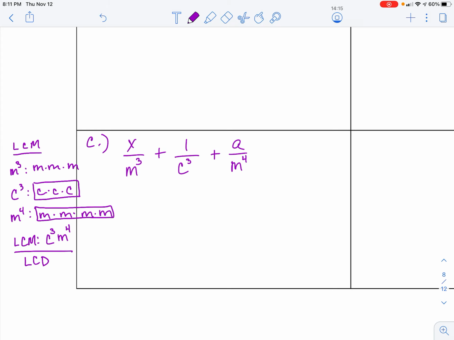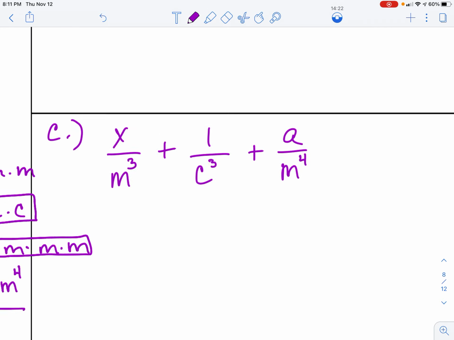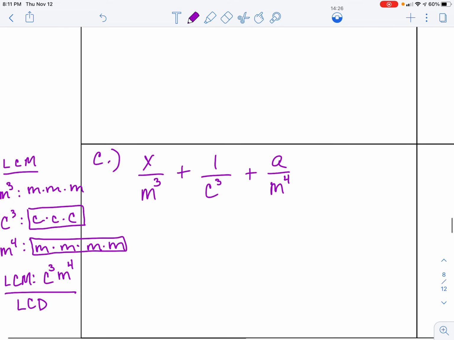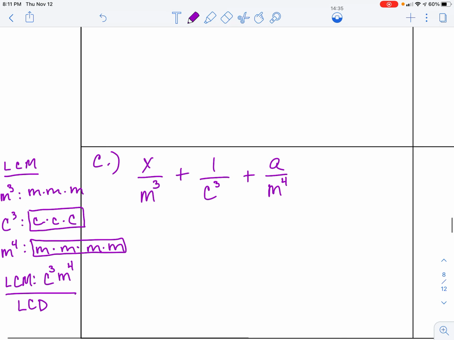So I need to go back up to my problem and figure out how can I make each one of those terms turn into c to the third, m to the fourth. So let's look at the first one. The first one is m to the third, but it needs to be c to the third, m to the fourth. So what needs to be multiplied there to turn it into that? We need to multiply it with a c to the third because it lacks that, and 1 more m. And we need to do the same thing up top. So it needs to be c to the third, m.